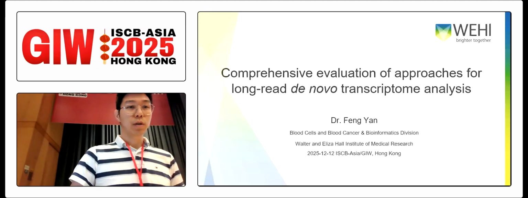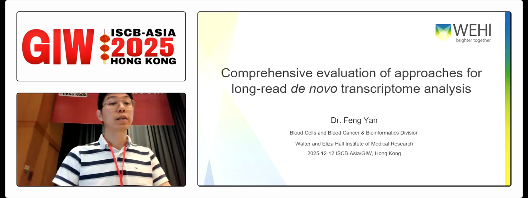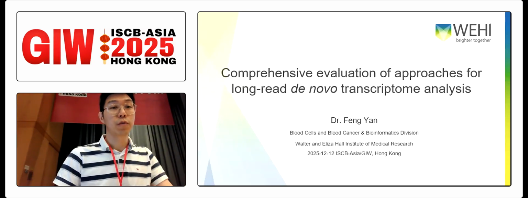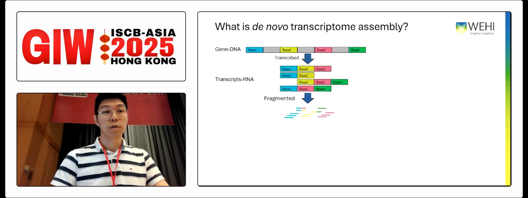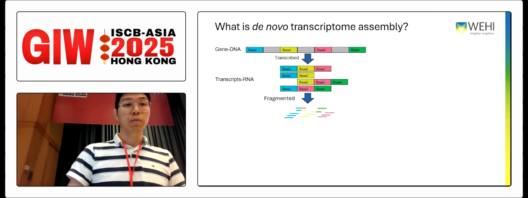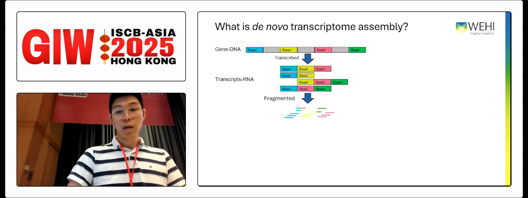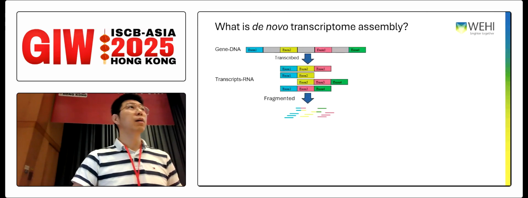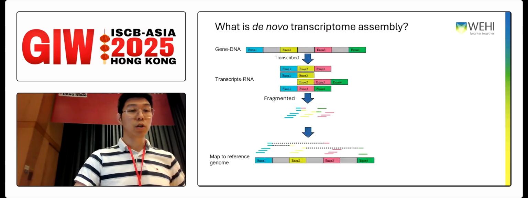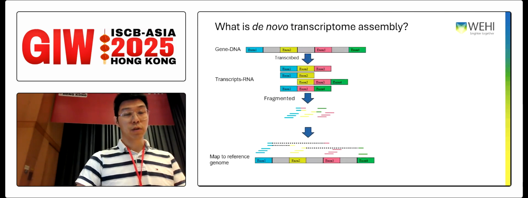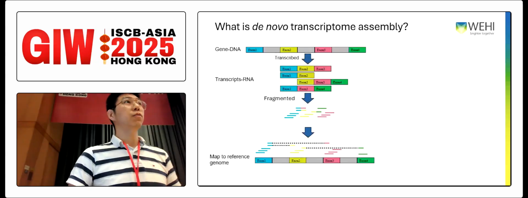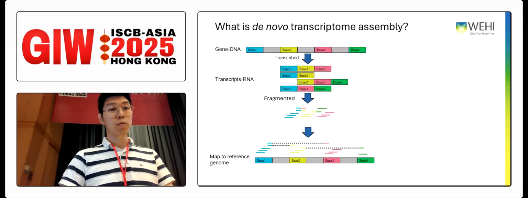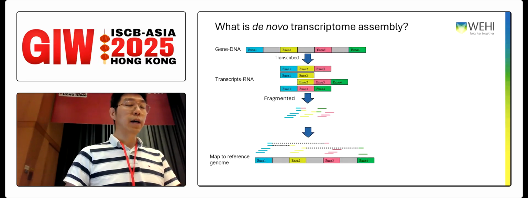So this talk will be about our project on the comprehensive evaluation of approaches for long-read de novo transcriptome analysis. For those who are not familiar with de novo transcriptome analysis, when you get sequencing data, the typical way is to map the reads back to the reference genome, which includes the genomic sequence as well as the gene and exon sequences. This information is well curated for human and other model organisms. However, for a lot of other non-model organisms, this is not available.